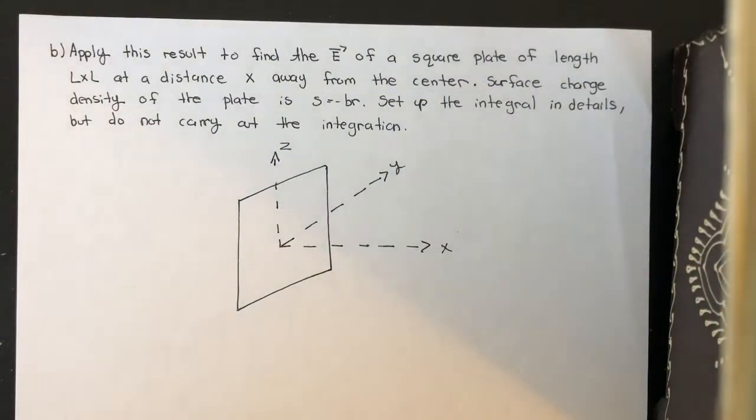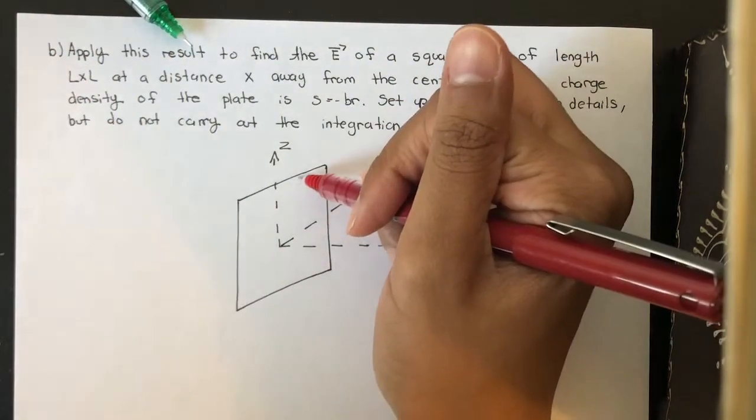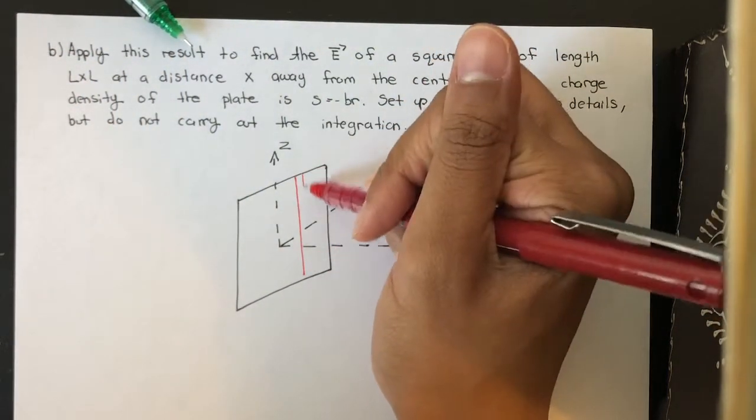Now apply this result to find the electric field of a square plate of length L by L at a distance x away from the center. Surface charge density of the plate is sigma equals negative beta z. Set up the integral in detail, but do not carry out the integration. Okay, so in part A, we found the electric field of a line. We can apply this to the plate because the plate is essentially made up of infinite lines. So we're going to have our tiny, for this would be an infinite line.